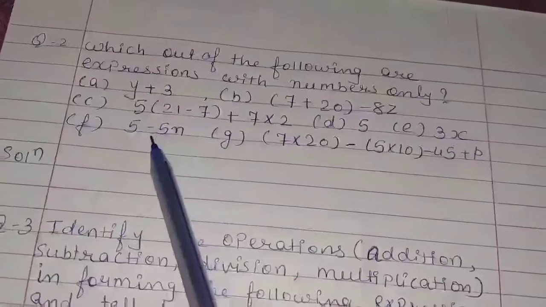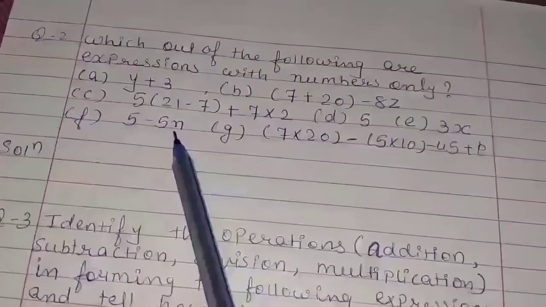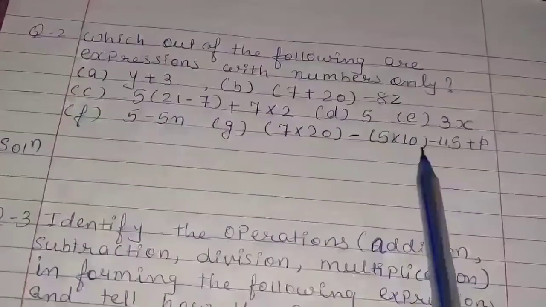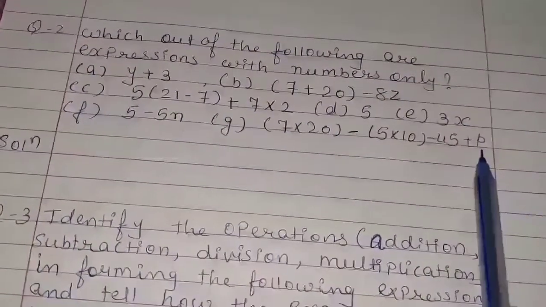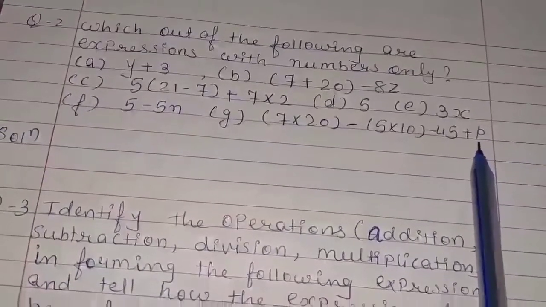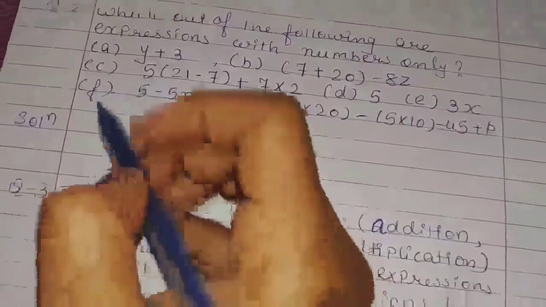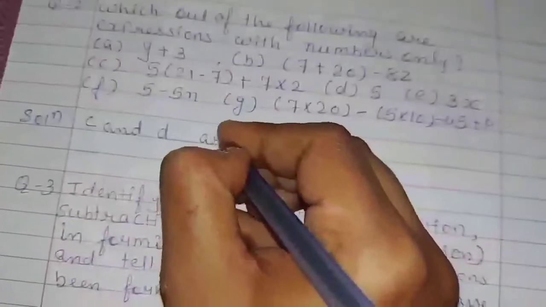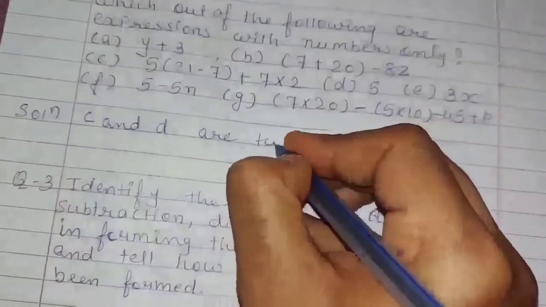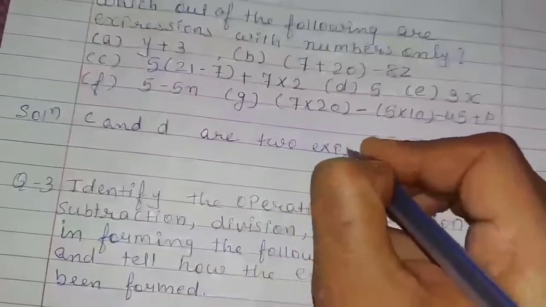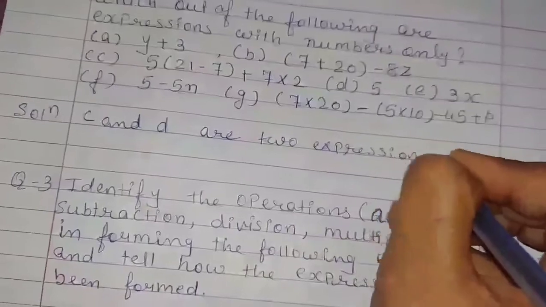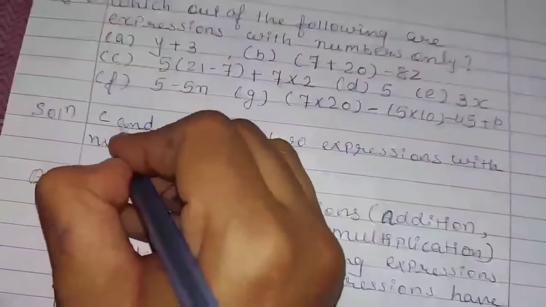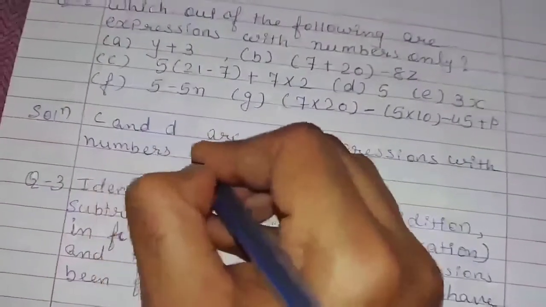E, 3x. F, 5 minus 5n. G, 7 multiply 20 minus 5 multiply 10 minus 45 plus P. So which are the two expressions with numbers only? C and D. So solution, C and D are two expressions with numbers only.